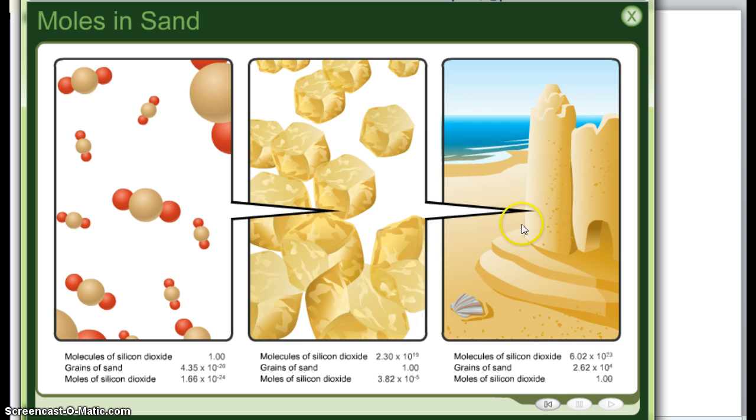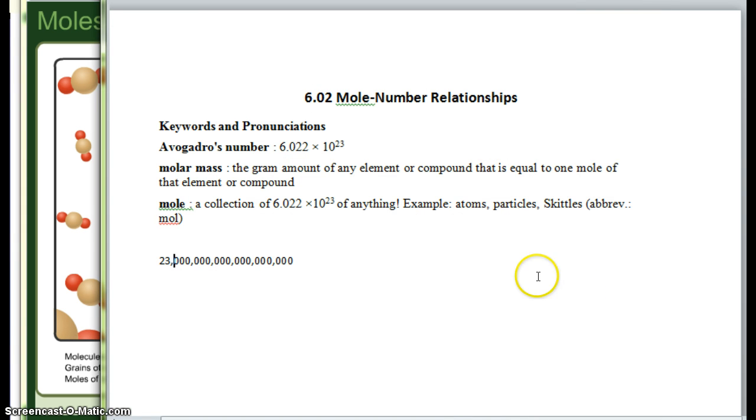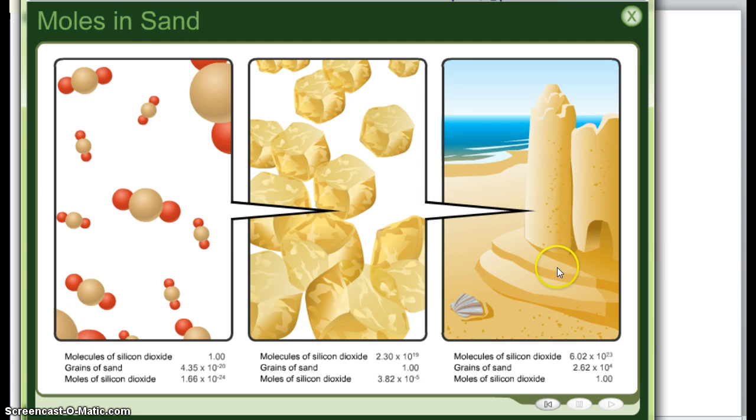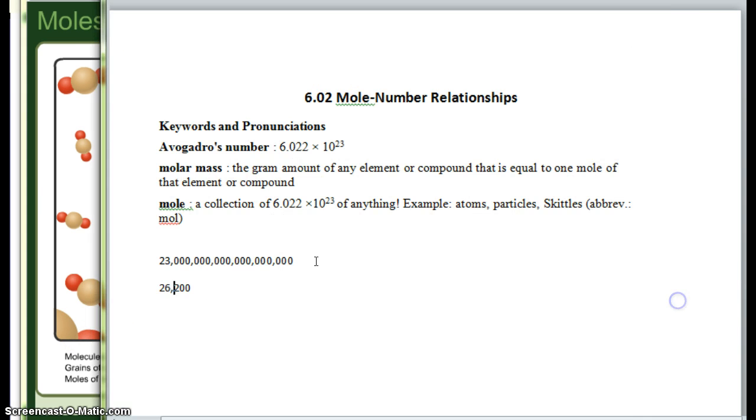And then how many grains of sand do you need for a beach? Well, it says here that you would need 2.62 times 10 to the 4th. I guess it's a pretty small beach. That would be like my daughter's sandbox, I think. 26,000? Yeah, that's not a whole beach. That's like my daughter's sandbox.